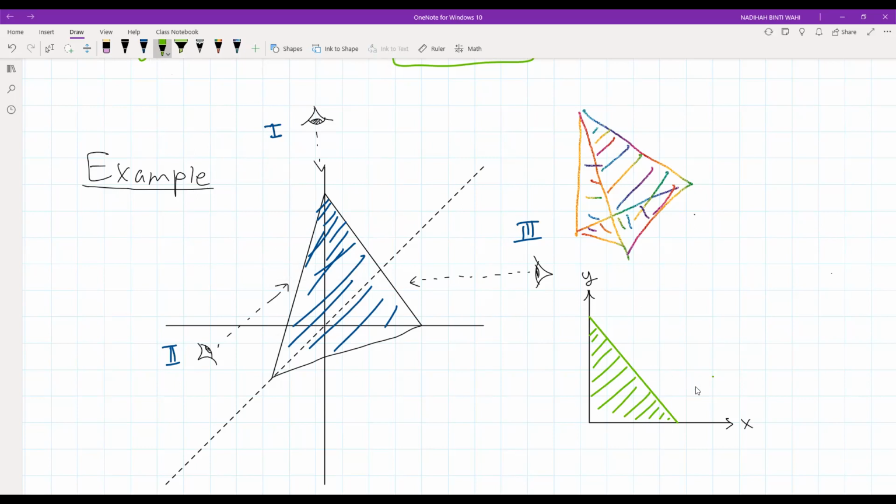So you can see that X goes from whatever that value is. Let's say this is A, and then this is B, and then this is C. Okay, so X goes from A to B, and then Y goes from 0 to whatever the equation is. Let's say Y equals, let's say, C minus MX. This is just a general equation.